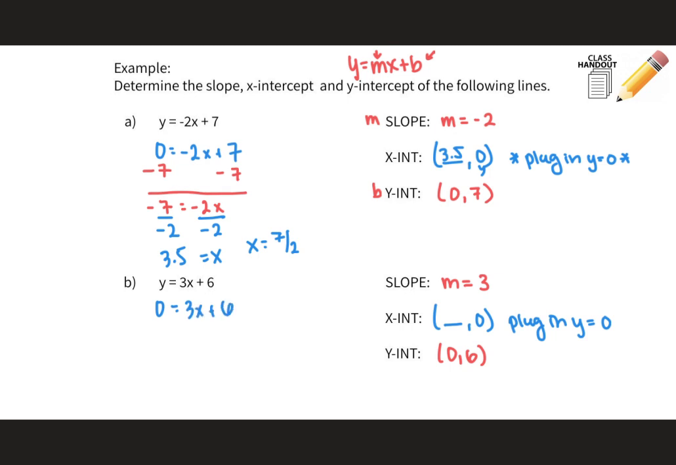The first thing I'm going to do is subtract 6, so I'm doing the opposite. So 0 minus 6 is negative 6 equals 3x. And then we're going to divide both sides by 3. Negative 6 divided by 3 is going to be negative 2. So that means my x-intercept is going to be (negative 2, 0).